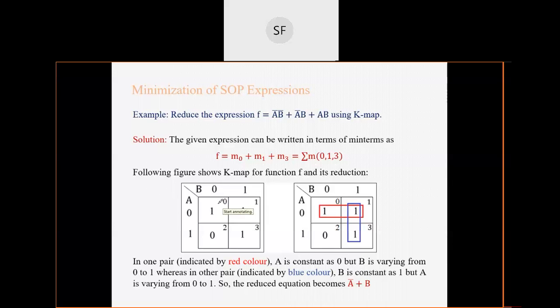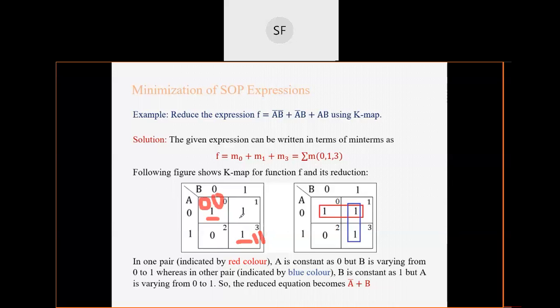If you observe, M0 M2, M0 M1, M1 M3 and M2 M3, all these are adjacent cells. But if you look at M0 and M3, the code for M0 is 0 0, whereas the code for M3 is 1 1. Now you can see that both variables are having different values, which is not acceptable. For two cells to be adjacent, only the value of one variable should be different.